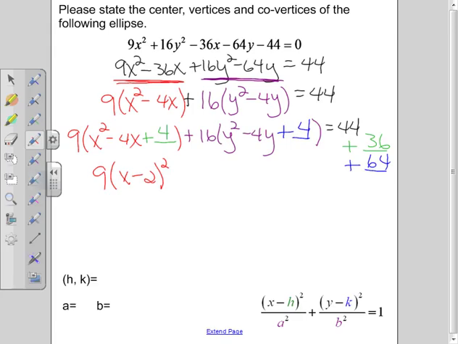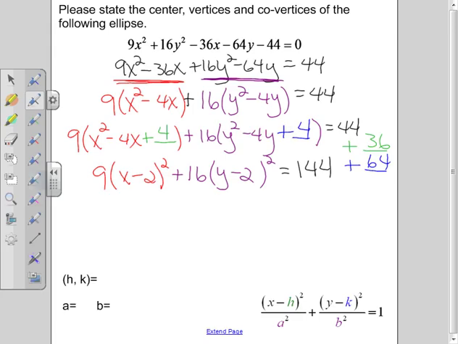So you have to have the skill of factoring to be able to move forward from the previous line to the line I'm writing now. So plus 16 times the quantity, y minus 2 squared. And that, in fact, is going to be equal to 144.